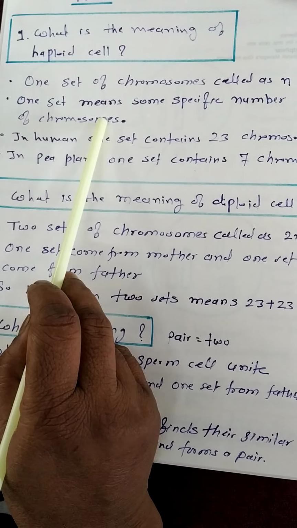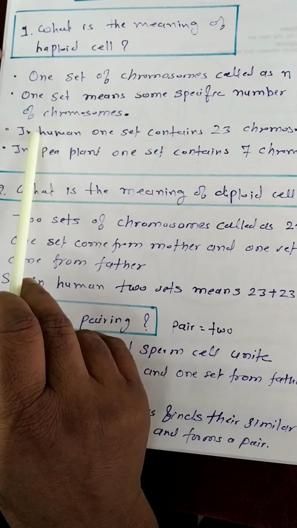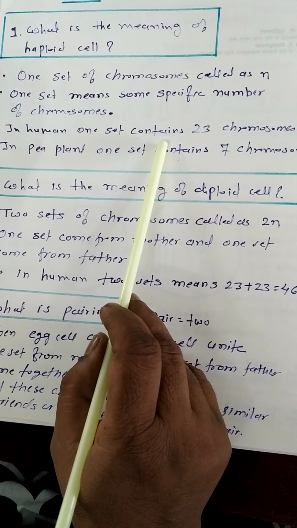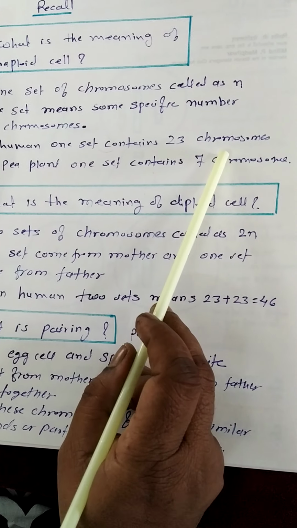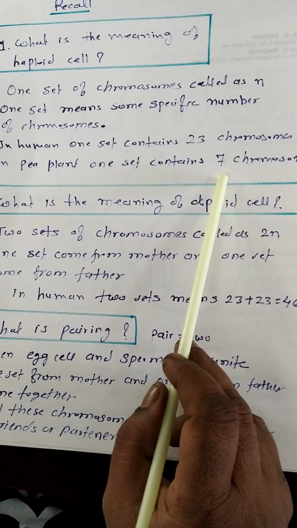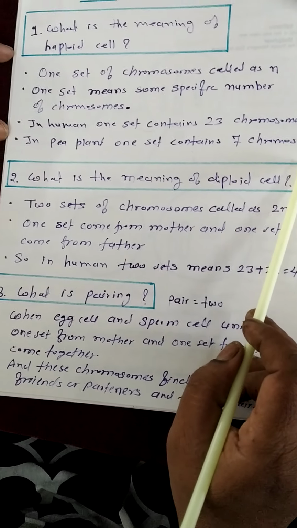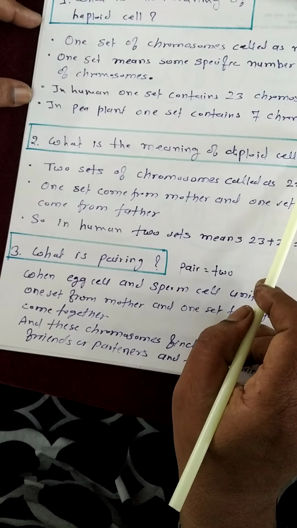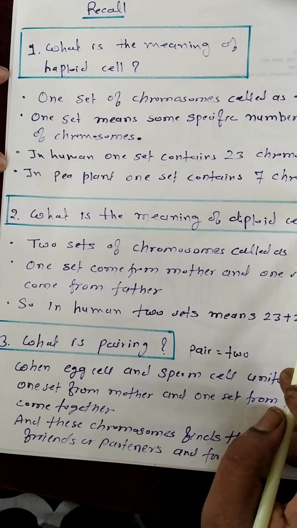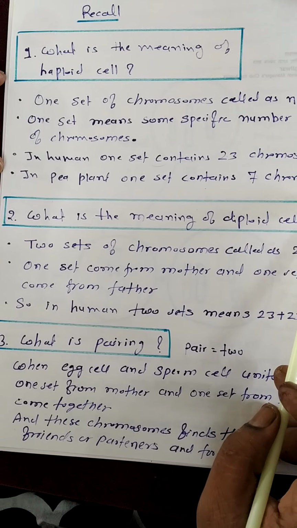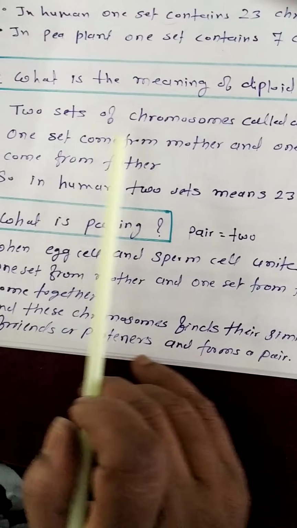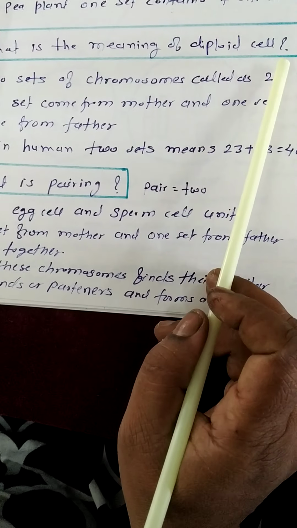One set means some specific number of chromosomes. In human, one set of chromosome contains 23 chromosomes, and in pea plant, one set contains 7 chromosomes. It means that every living organism has different numbers of chromosomes in their one set, that is in the haploid cell. The next question is, what is the meaning of diploid cell?